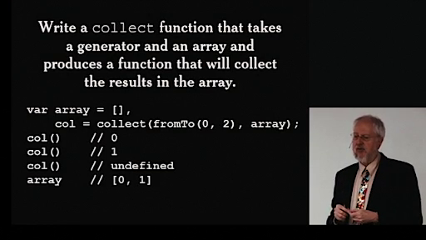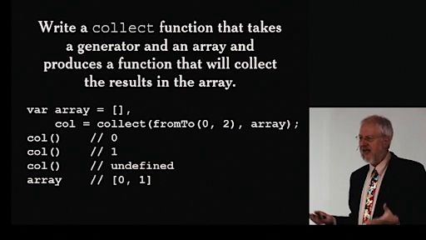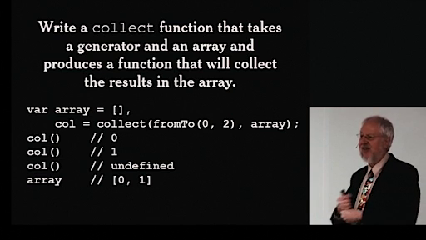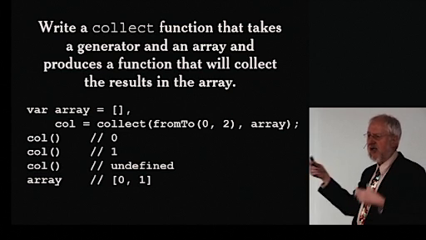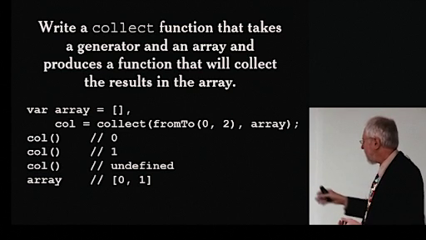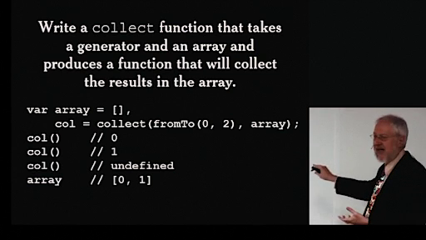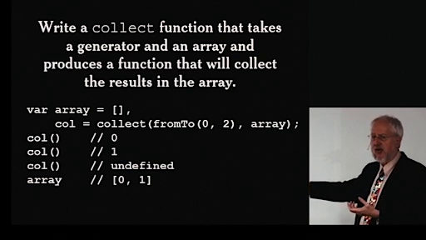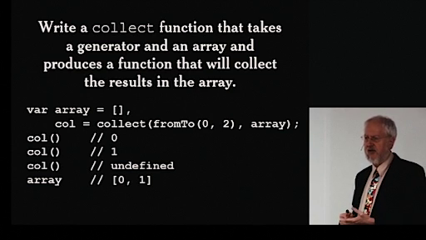Write a collect function that takes a generator and an array and produces a function that will collect the results in the array. So we're going to make a generator that works like the NSA. It's going to spy on a function and record everything interesting that that function returns. Okay, so first we'll set up the empty array where collect is going to keep its stuff. Then we'll call collect, passing it any generator and that array. And it will return a generator which will work exactly like the first generator, except it will record everything that it returns except for undefined.